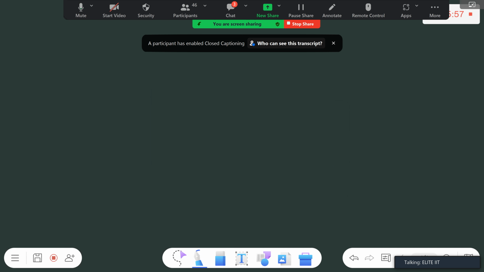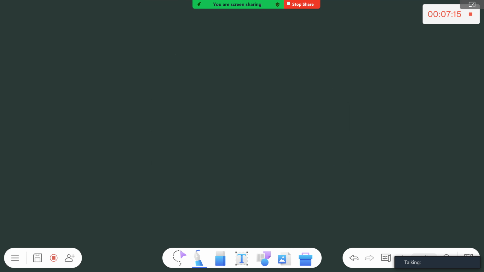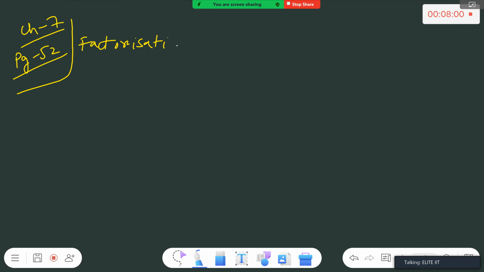So, let us see, yesterday we started square root and we discussed there are two methods to find square root. One is factorization method, another is division method. Yesterday we studied factorization method, isn't it? What was the factorization method? Chapter 7, square root by factorization method. What was the factorization method?